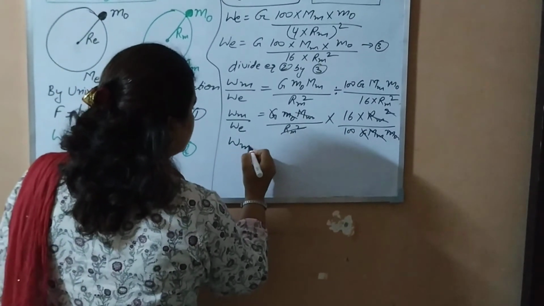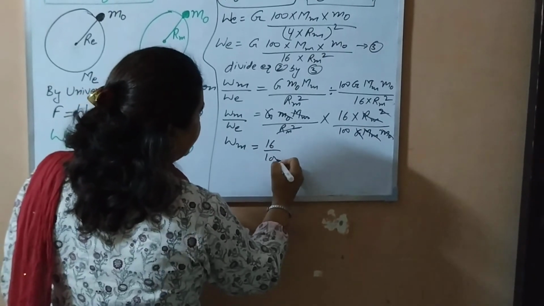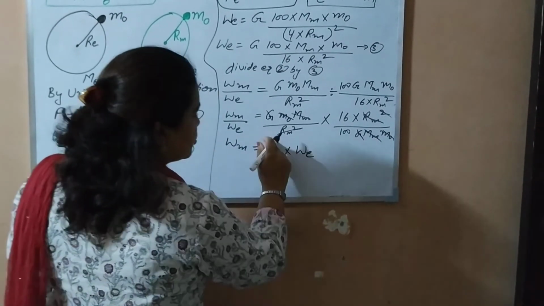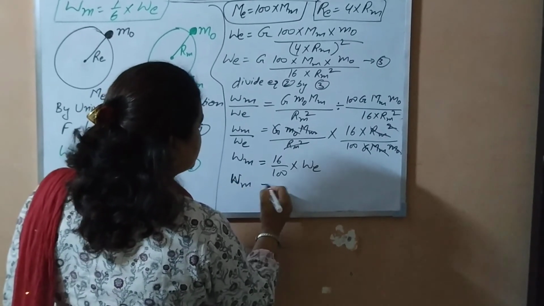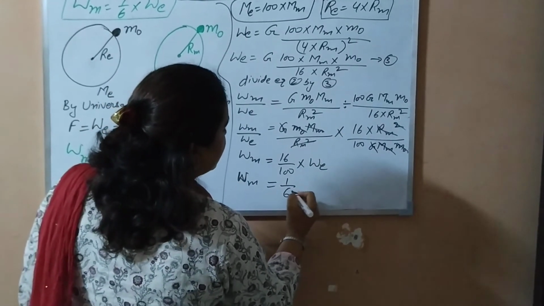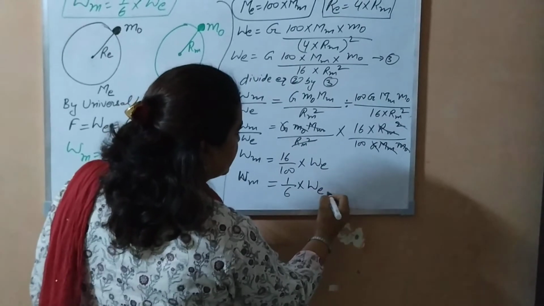So the weight on moon is 16 by 100 times the weight on earth. When you solve it, you will get the relation that the weight on moon is approximately 1/6 times the weight on earth.